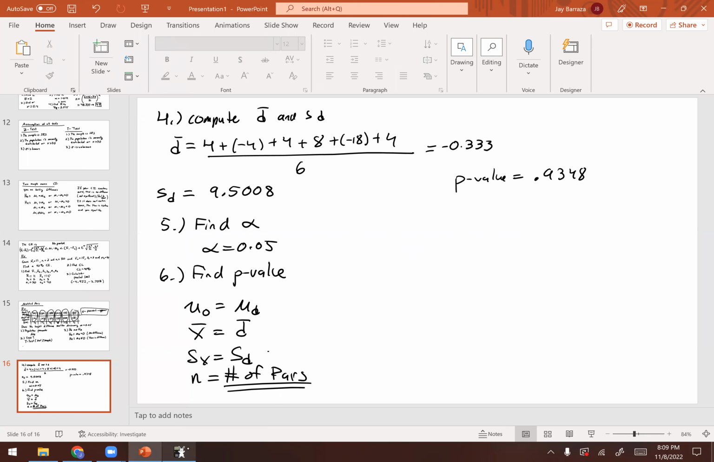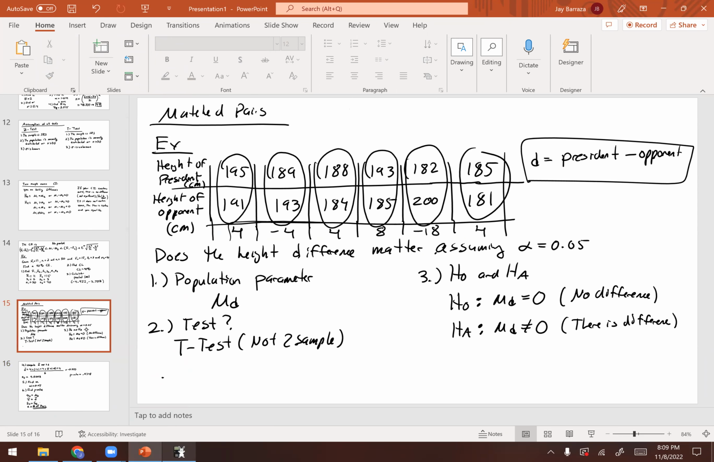D bar represents the average of all of the differences from each one. So this one minus this one, this one minus this one, this one minus this one, 193 minus 185, 182 minus 200, and so on. Does that make sense? I mean, you can get really big p-values, so it happens.